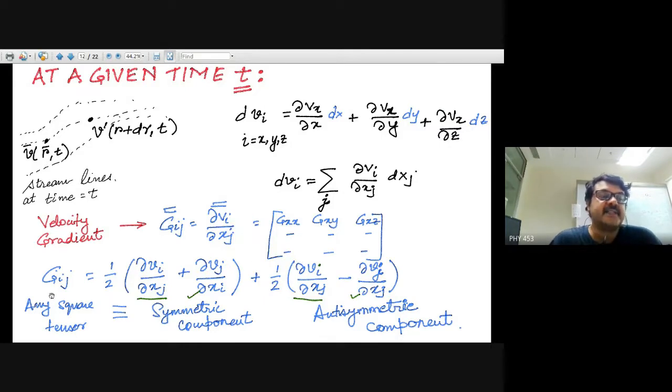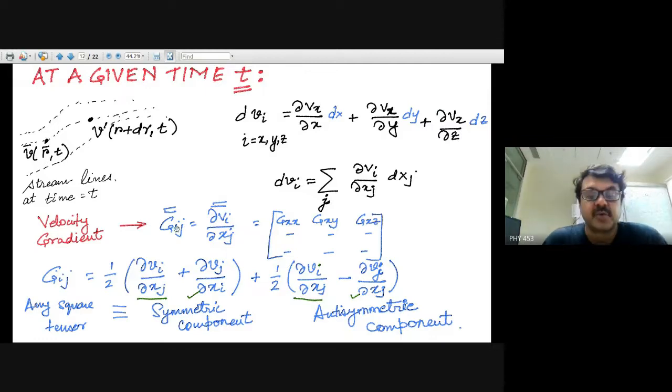And the next idea to explore is that any square tensor can be written as a sum of a symmetric component and an antisymmetric component of the tensor. So basically what you have done is you had ∂vi/∂xj, and you added a half to it, ∂vi/∂xj, and you have ∂vi/∂xj here again. So you have written half plus half, and to this you have added ∂vj/∂xi, and you have subtracted ∂vj/∂xi with a half sign.